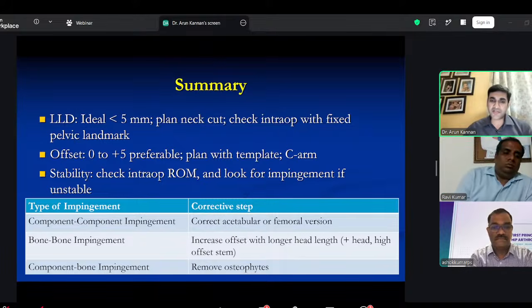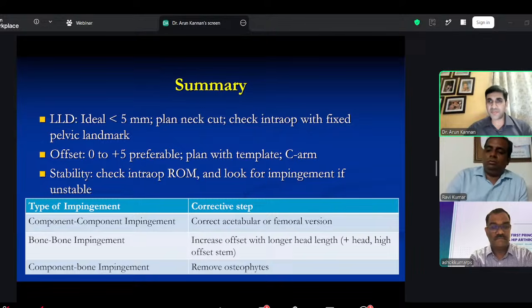Stability: check intraoperative range of movement, and look for impingement if unstable. If it is component impingement, correct the version. If it is bone-bone impingement, increase the offset. If it is osteophytes that are causing the component or bone impingement, we have to remove them.